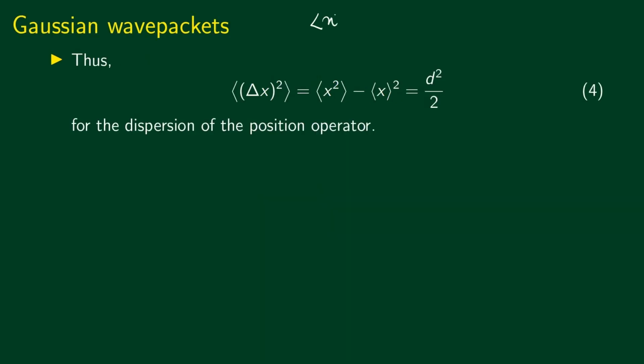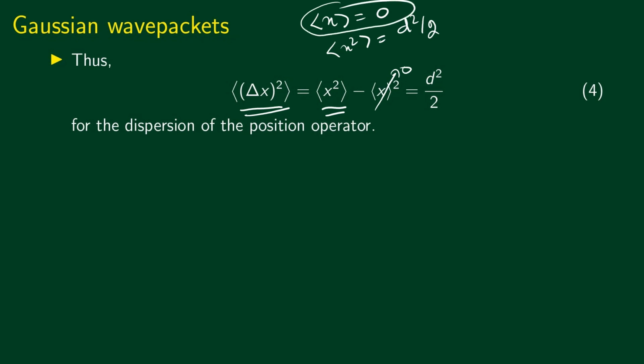We found that the expectation value for x is equal to 0 and the expectation value for x squared is equal to d squared divided by 2. Now you can find the dispersion for the position operator. The dispersion is given by the expectation value of delta x squared, which can be calculated as the expectation value of x squared minus the square of the expectation value of x. But this term is 0 because in our case the expectation value for x is equal to 0. So the dispersion of the position operator is d squared divided by 2.